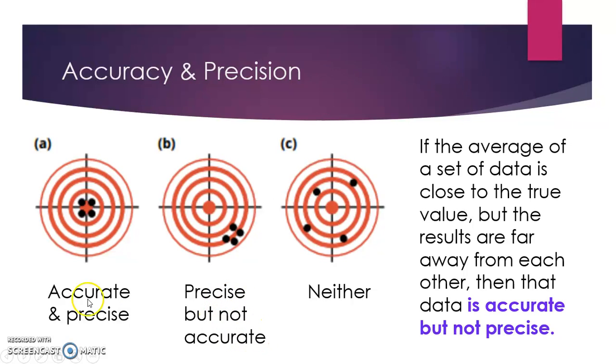Sometimes your set of results can be really far away from each other, but if you take an average, it's quite close to the true value. The data that is really low or really high sort of cancel each other out. Then in that case, your result is accurate but not precise. And of course, in the end, you can have neither.